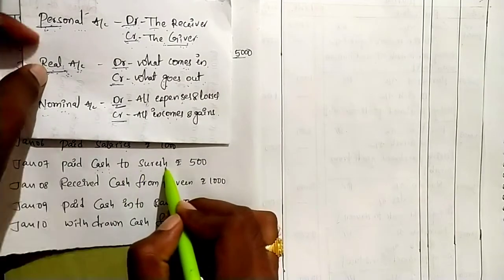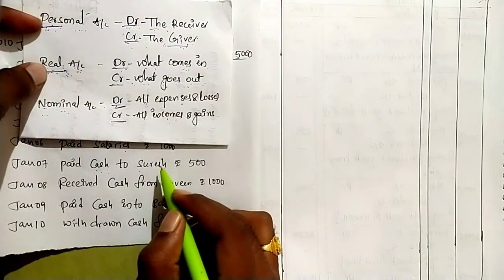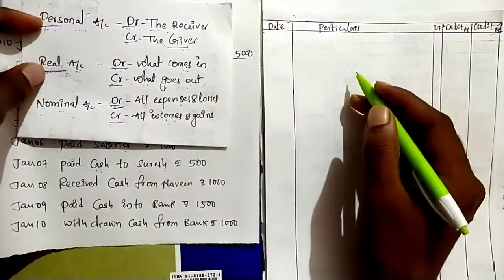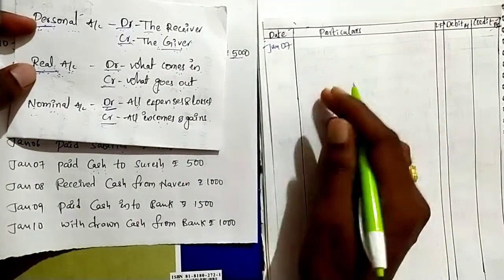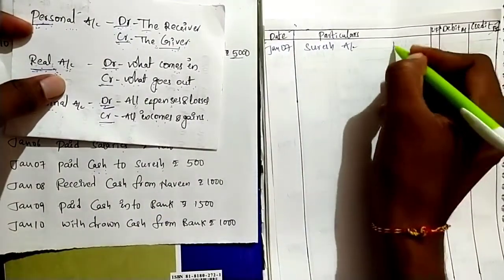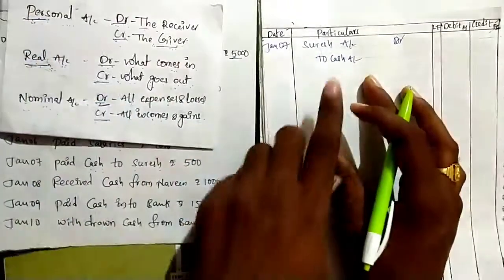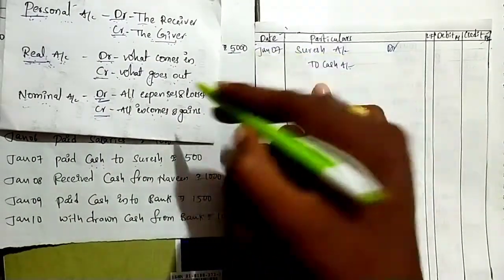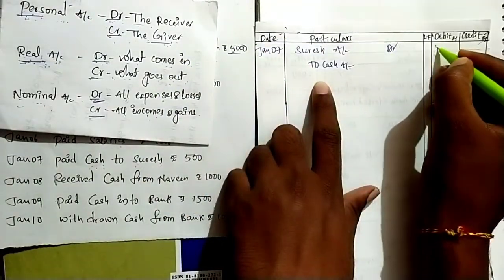Next, Suresh is a person, debit the receiver, credit the giver. Suresh is a receiver, so automatically Suresh account is to be debited as per the rule of personal account. See this, in the date column, January 7th, Suresh account debtor to cash account. Suresh account is to be debited because Suresh is a receiver. Cash account is to be credited because cash goes out as per the rule of real account. See this, how much? 500 rupees.